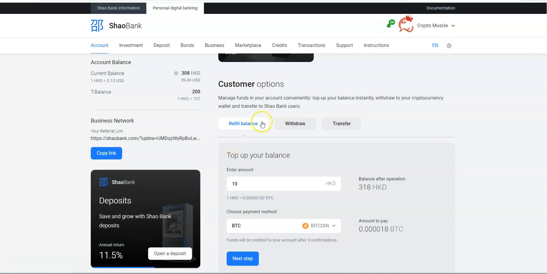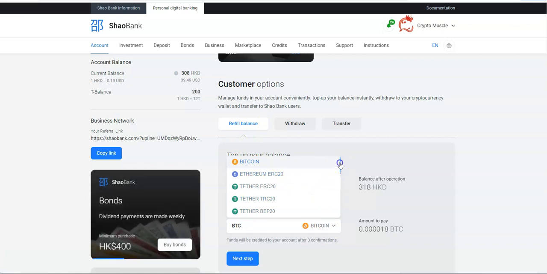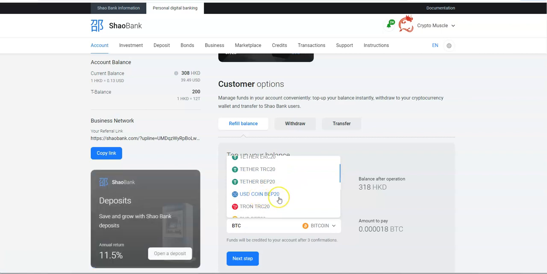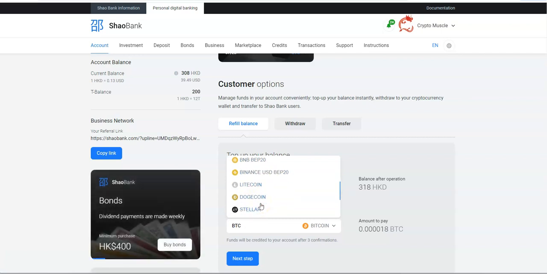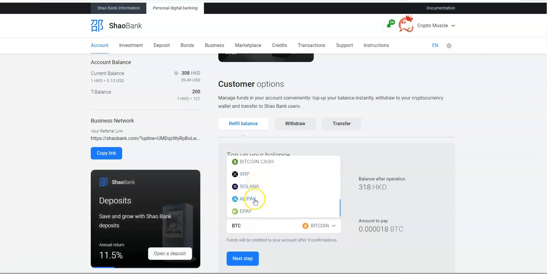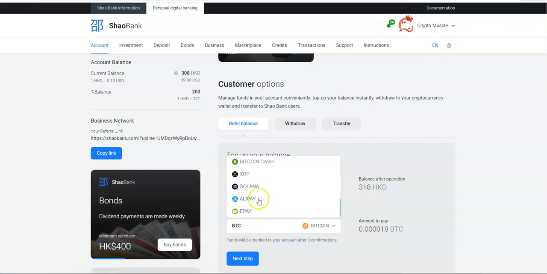To get started, go to refill balance. You can put in Bitcoin, Ethereum, Tether, USDC off the Binance Smart Chain, Tron, BNB, Binance USD, Litecoin, Doge, Stellar, Bitcoin Cash, XRP, Solana, Alipay, and ePay. So these are more towards cash form payments here. Not available in the US, by the way. These are overseas.